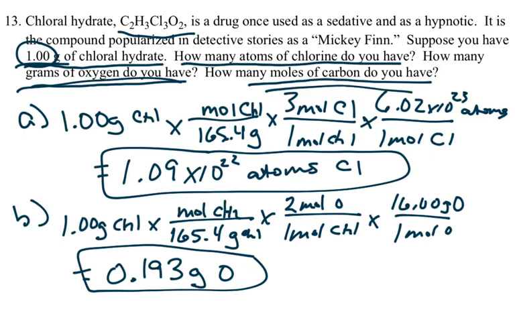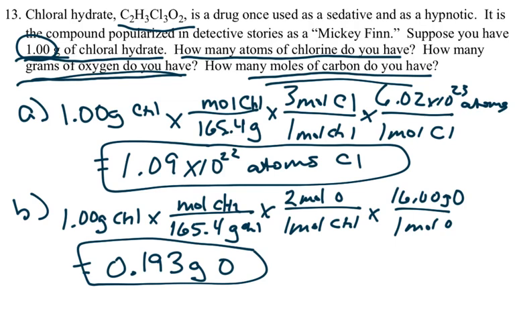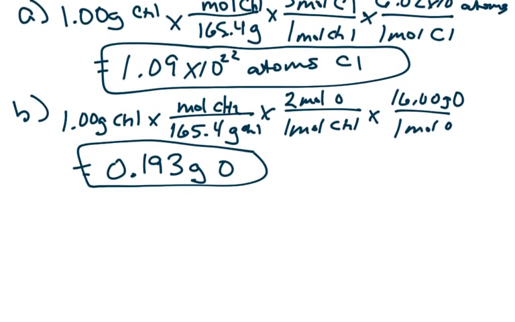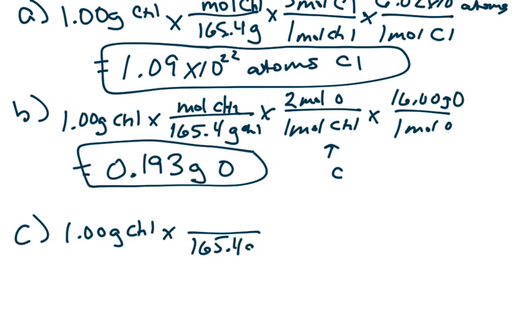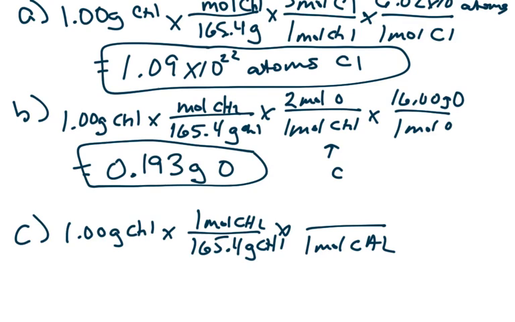And then the last one, moles of carbon. So we're going to do, again, the same thing. Instead of going to oxygen, we'll go to carbon, and we can stop there because we'll be in moles. So 1.00 grams of CHL times 165. We could have figured out moles of CHL and then just started all of our problems there because we're doing this 1 divided by 165.4 for every problem.